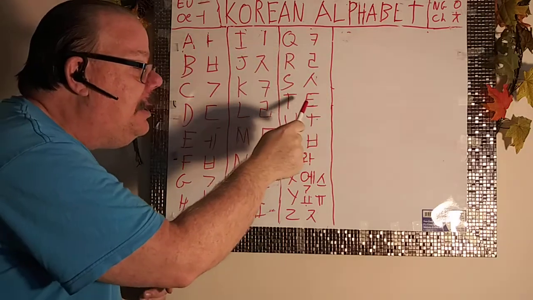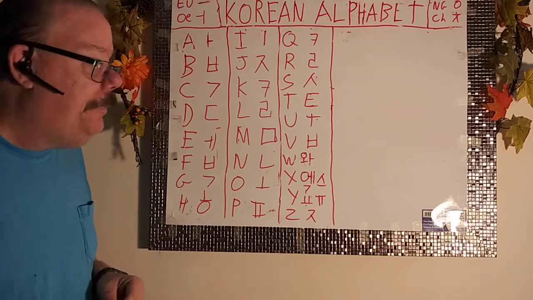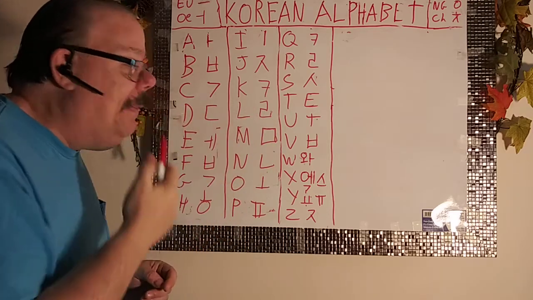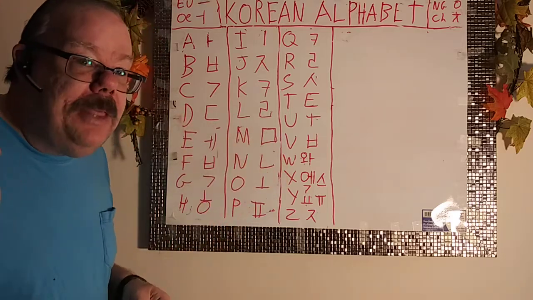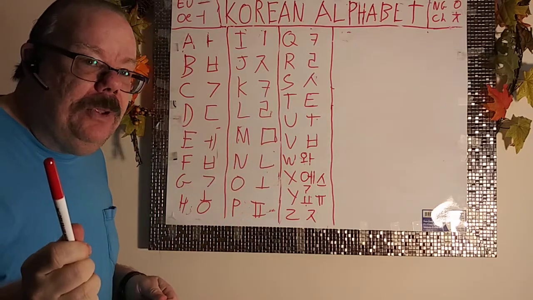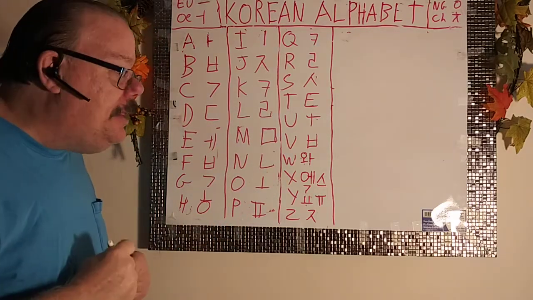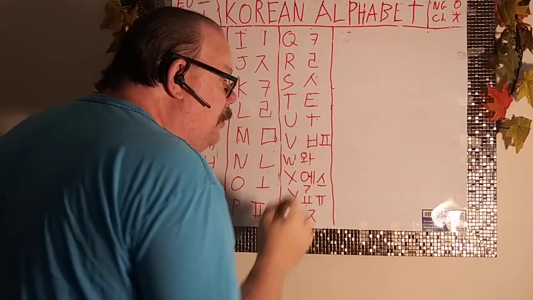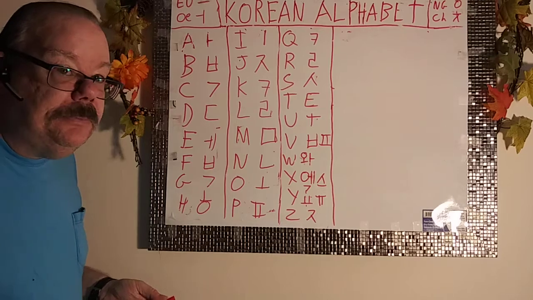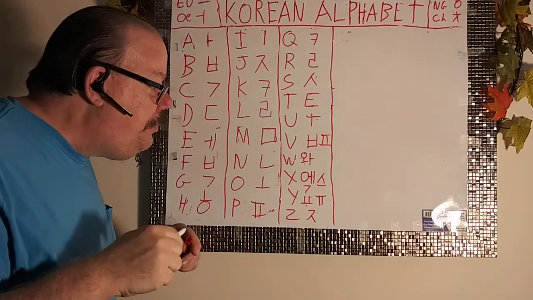T actually looks similar to an E. U looks like a T. V, they do not have V. So they can either use the B or sometimes the P. Depends.